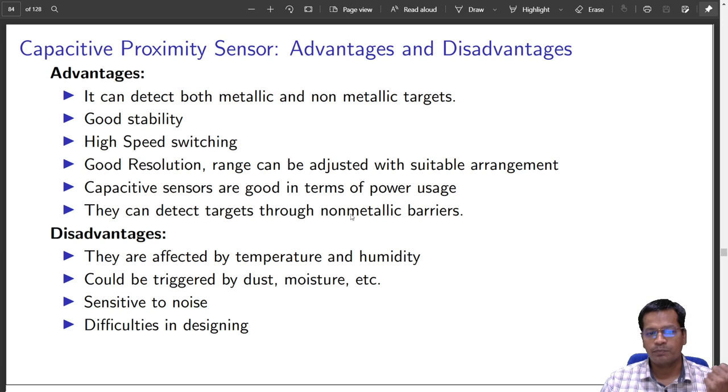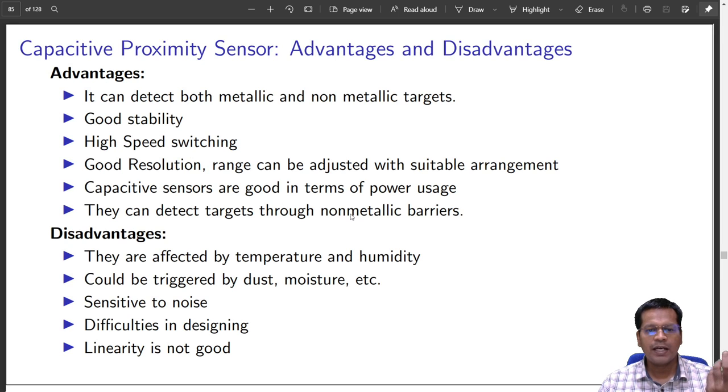And difficulty in designing, purely tuning for a particular distance, that tuning takes time. Linearity is good. Linearity here means the closer you come, input and output are linear. That means something that you want to sense, over here it is distance, and the output voltage is maybe proportional to the distance. If that is the case, linearity is better. Output voltage should not vary with the square of distance. Over here, it is almost linear for a good amount of distance, so it can be utilized for distance sensing also if required.